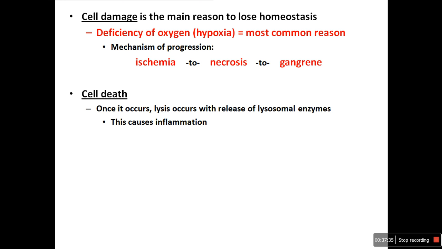Necrosis is cell death. Once it occurs, lysis occurs with release of lysosomal enzymes. This causes inflammation. These lysosomal enzymes cause inflammation, with chemical mediators like histamine.